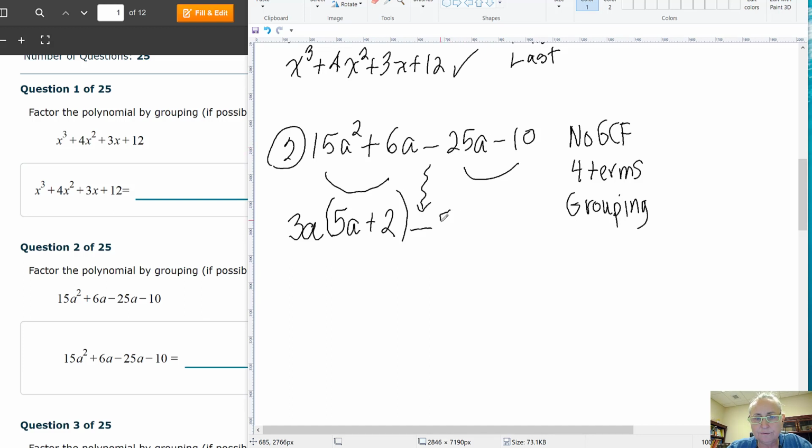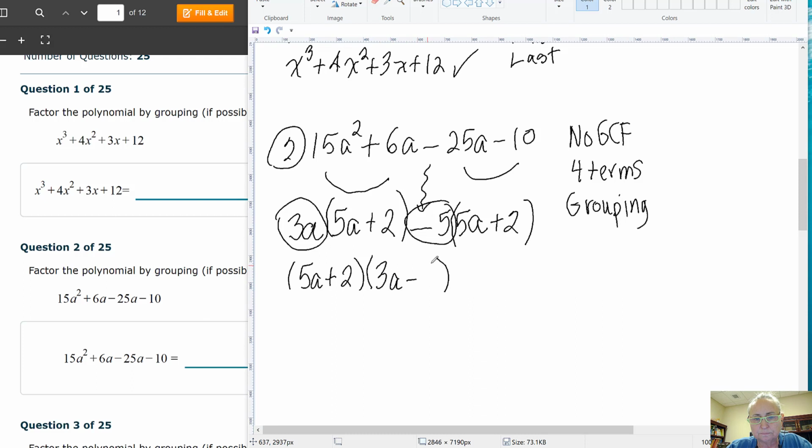25 and 10 have a 5 in common. They don't both have an a, just a 5. And so I'm going to need a 5a, and I need to be careful here. A minus and a positive will make a negative. So negative 5 times positive 2 is negative 10. Again, we see we have a matching binomial, common factor, 5a plus 2. And then if that's factored from each of these, that leaves me with 3a minus 5 for my second factor.